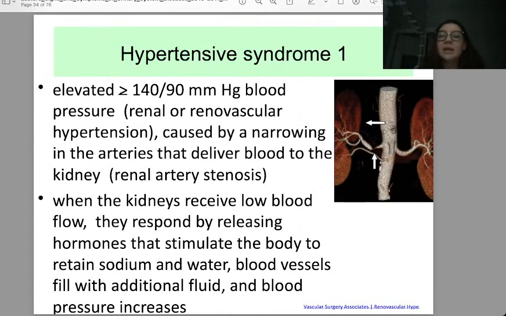Next syndrome. For you, it is hypertensive syndrome. Elevated more than 140 by 90 millimeters of mercury blood pressure, caused most often by renal or renovascular secondary hypertension, caused by narrowing in the arteries that deliver blood to the kidney. Renal artery stenosis. When the kidneys receive low blood flow, they respond by releasing hormones that stimulate the body to retain sodium and water. It is the renin-angiotensin-aldosterone system. Blood vessels fill with additional fluid and blood pressure increases.